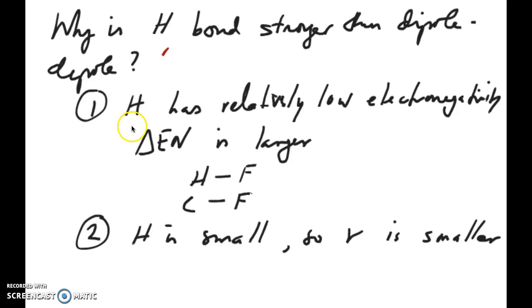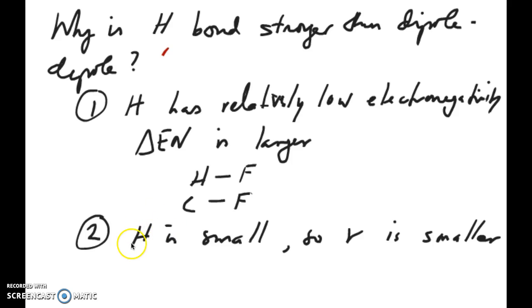So if we look at the first point, hydrogen actually has a relatively low electronegativity. Because it has a relatively low electronegativity, the difference in electronegativity between, say, H and F is going to be more significant, or larger, compared to the difference between the electronegativity of carbon and fluorine. And what that means is, of course, hydrogen is going to be more partially positive compared to carbon if you're bonding to fluorine in this case. So what we're talking about there is that the charges themselves for a hydrogen bond are a larger value compared to a dipole-dipole.